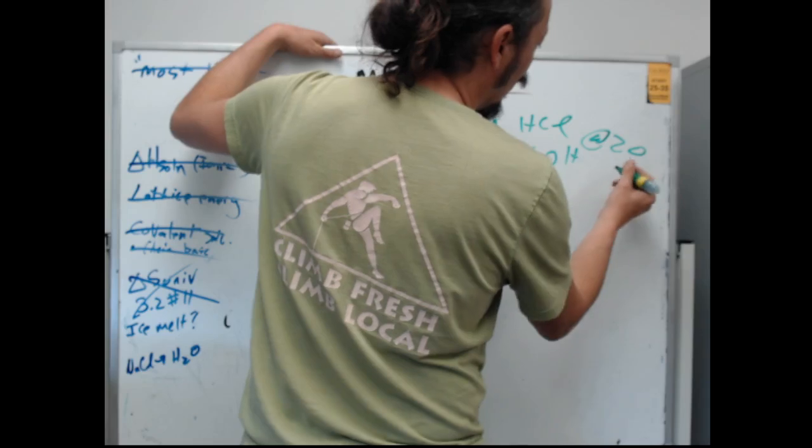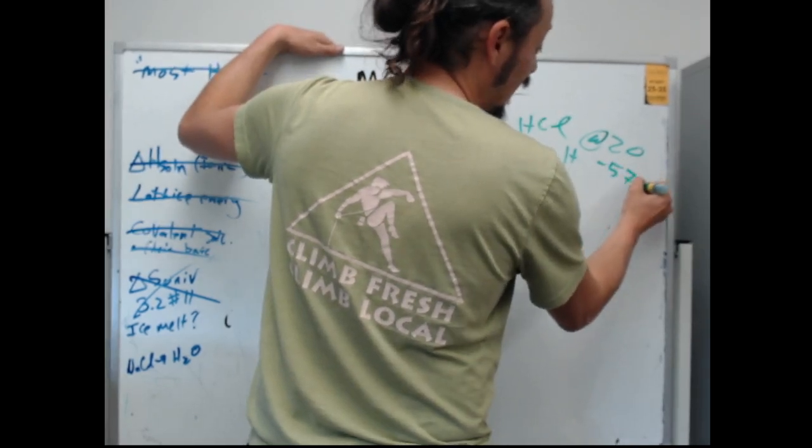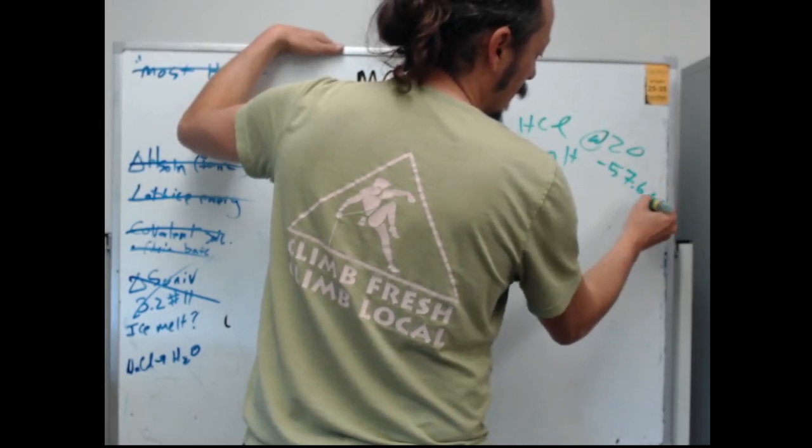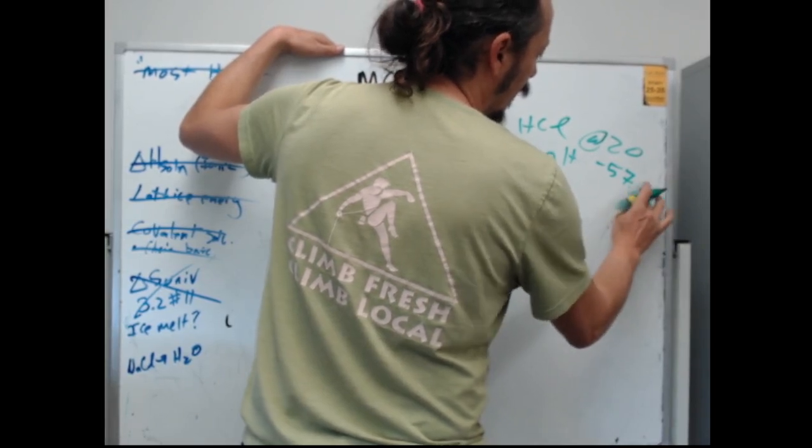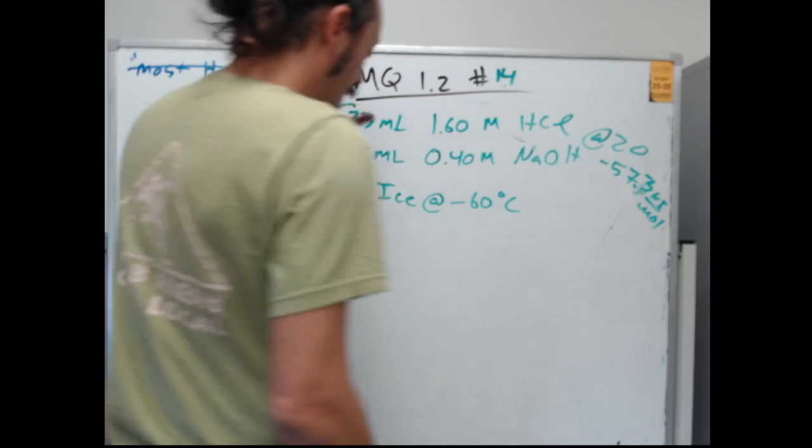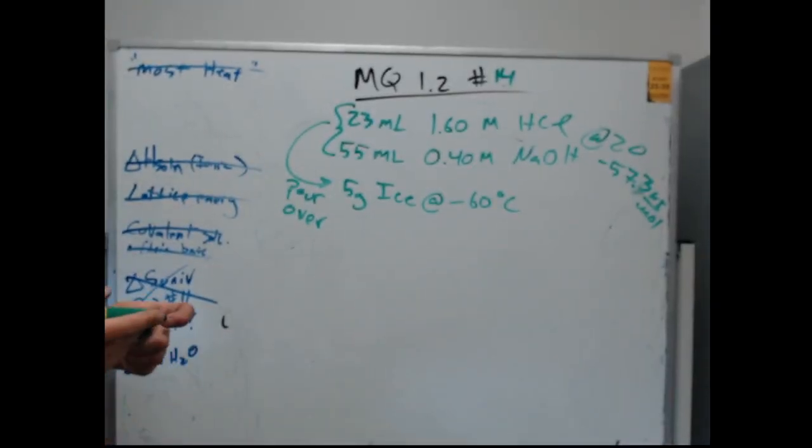It's a chemical pour over. Negative 57.6? 57.3. 7.3, thank you.